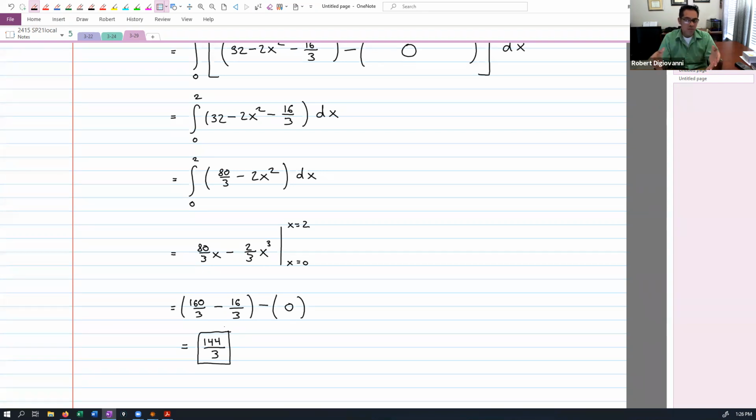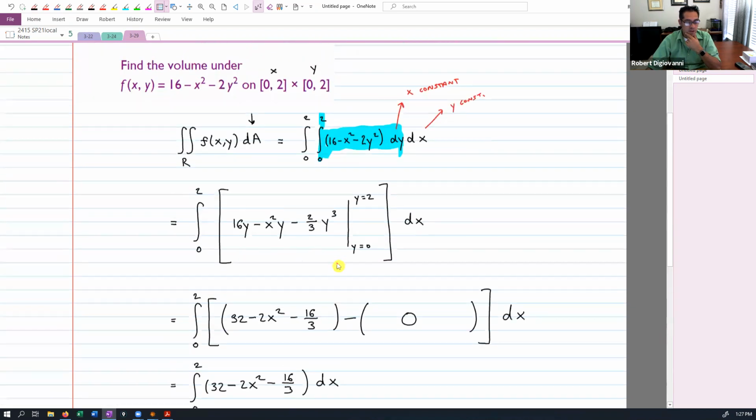So this new idea of doing a volume underneath the surface, there's really not any new calculus involved. It's just a matter of applying the formula properly. Are there any questions?